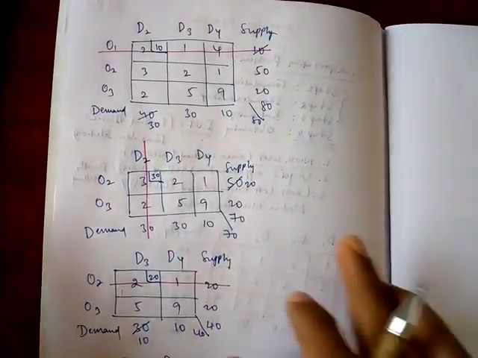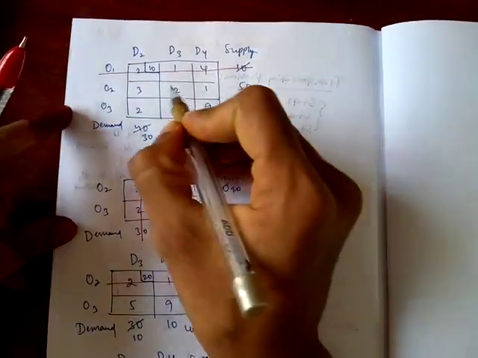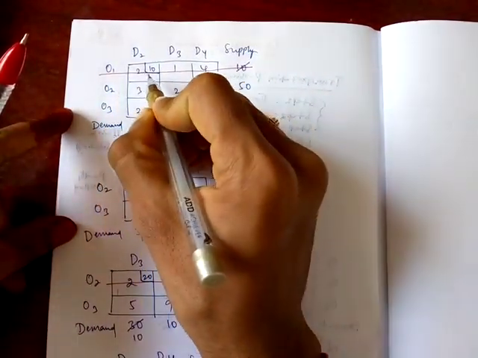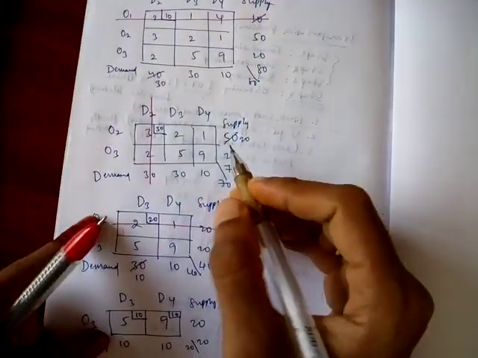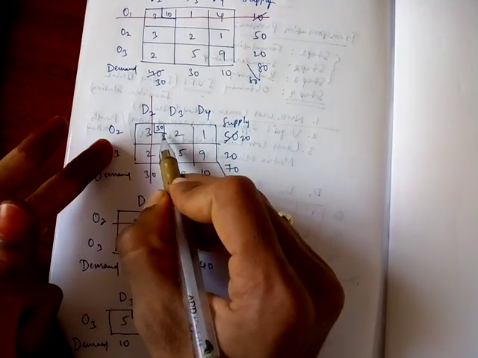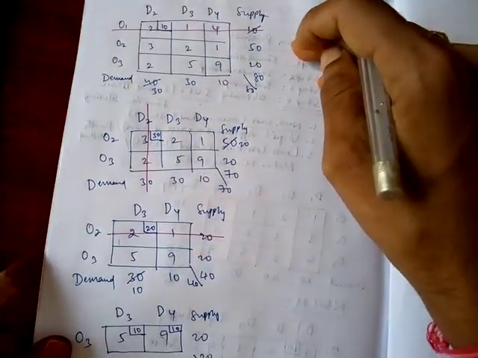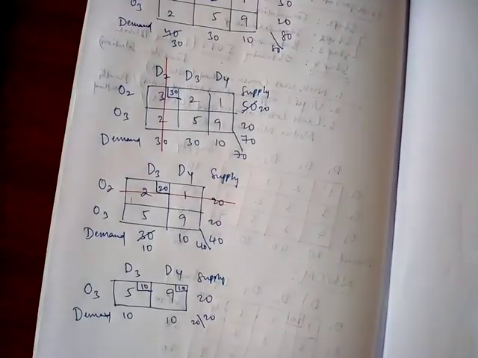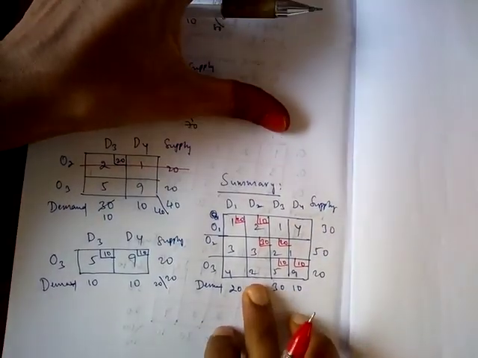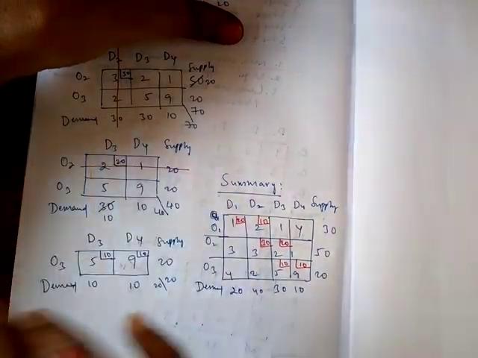And of course you can write down, so 10 is allotted to the O1 D2 cell and something like this. To the O2 D2 cell 30 is allotted, something like this. You can also write here. It looks beautiful. Let me write the summary. This is the summary of our problem solution.